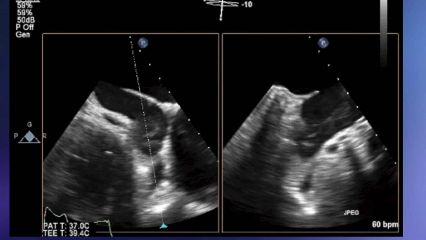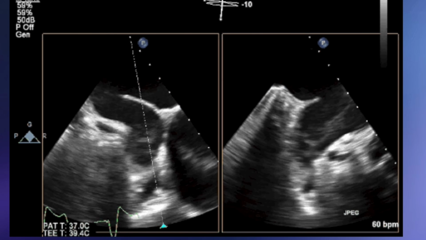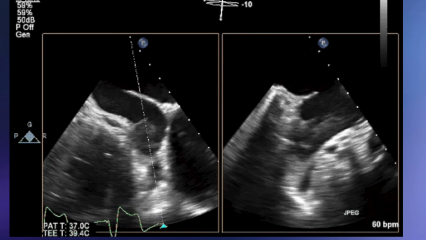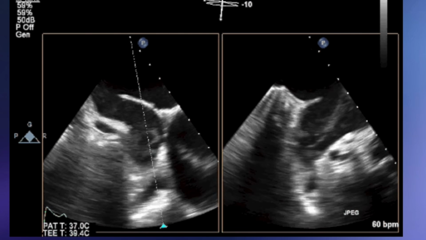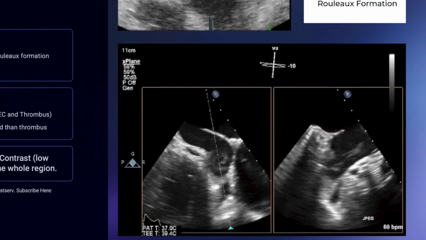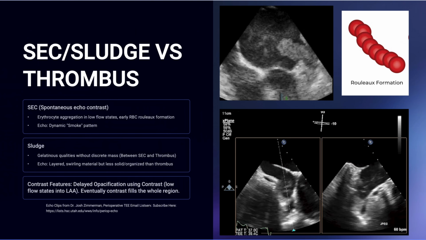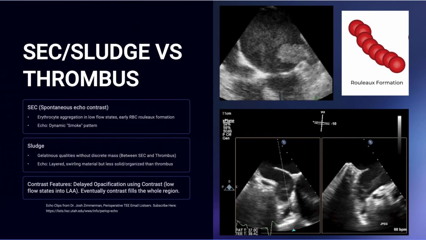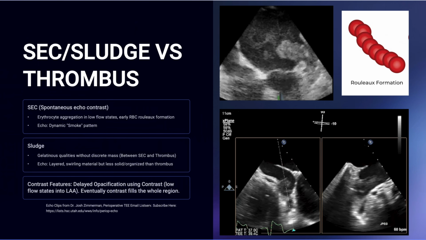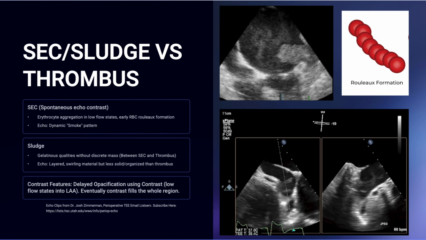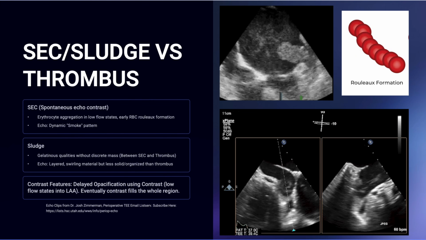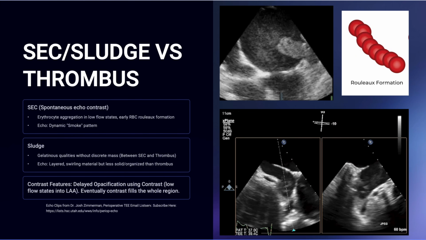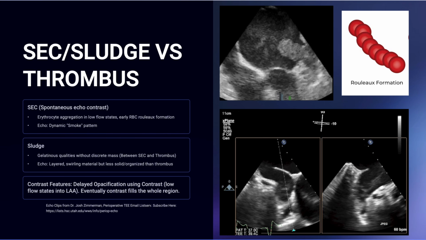It's essentially a transition state between spontaneous echo contrast and thrombus. You'll have this layered swirling material, but it's less organized or solid than thrombus. There is a strong association between decreased left atrial appendage ejection velocities, left atrial spontaneous echo contrast, and appendage thrombus. These all exist essentially in a family. Spontaneous echo contrast is seen 80% of the time that appendage thrombus is present.